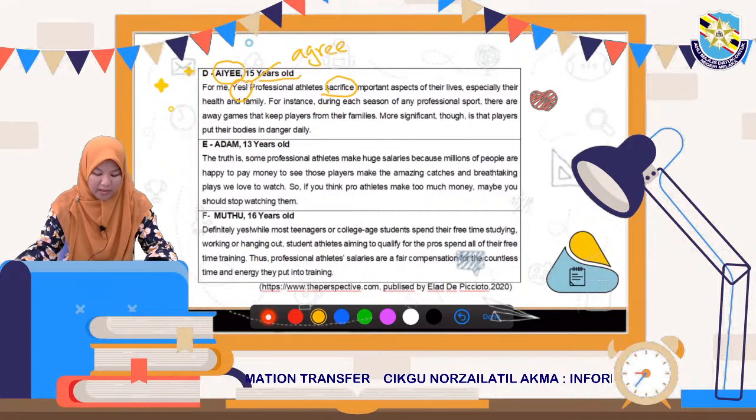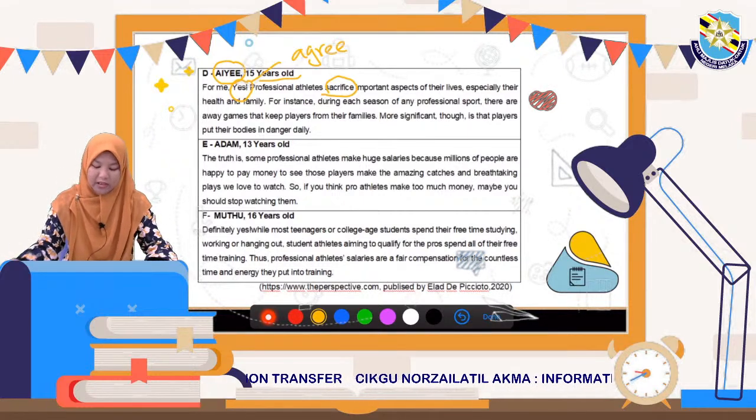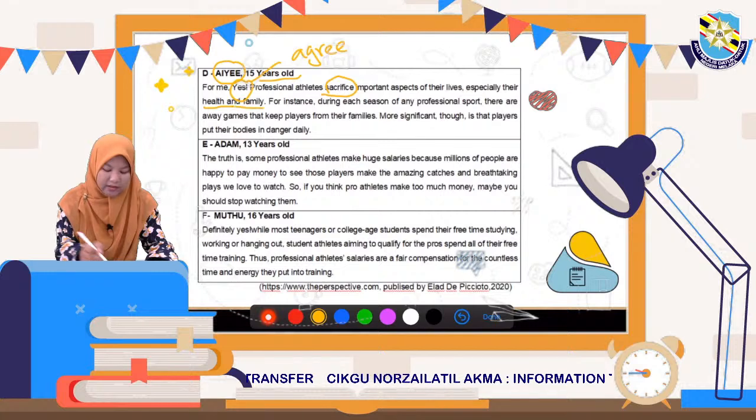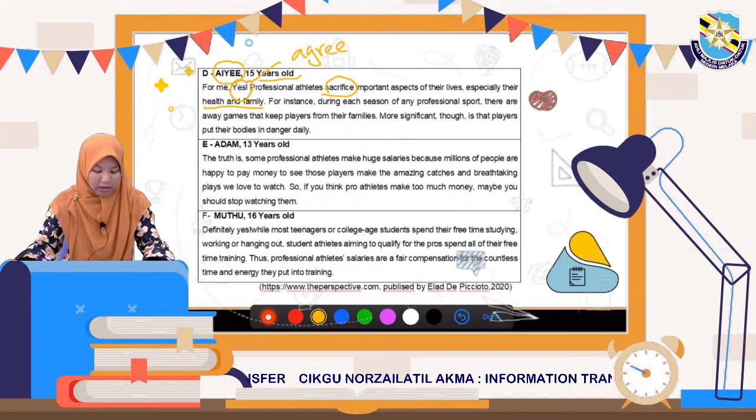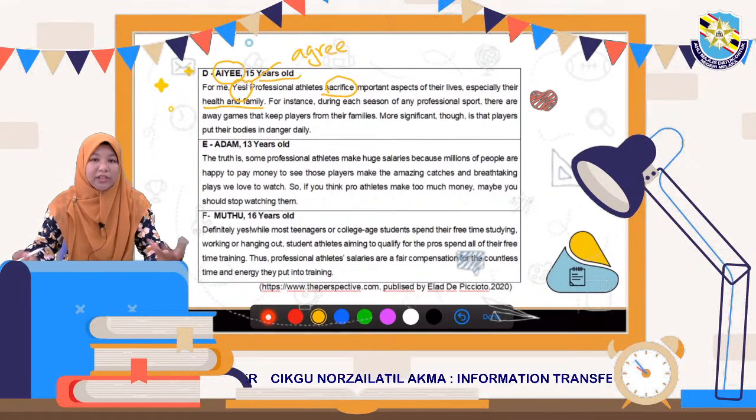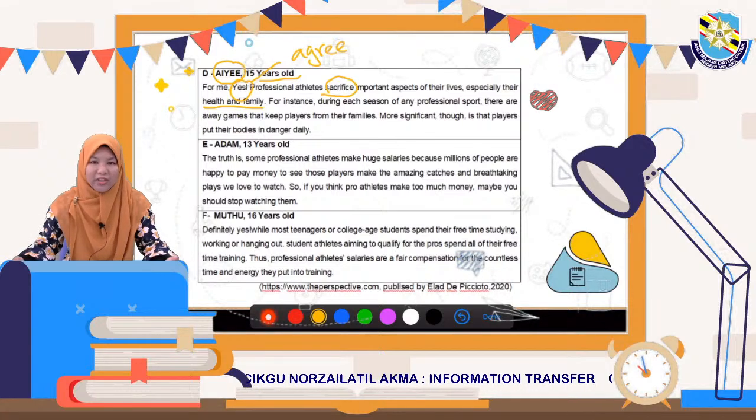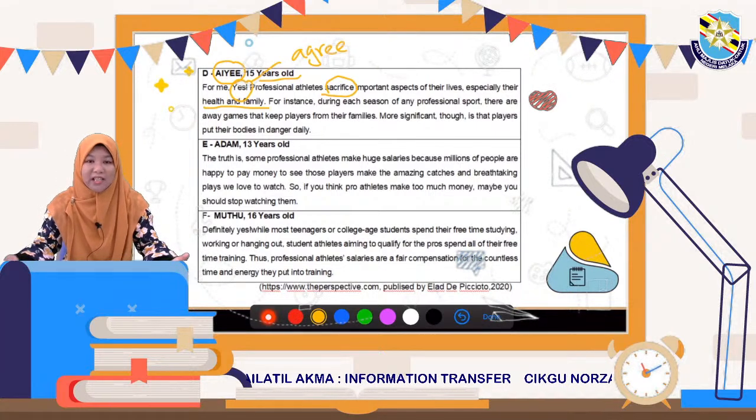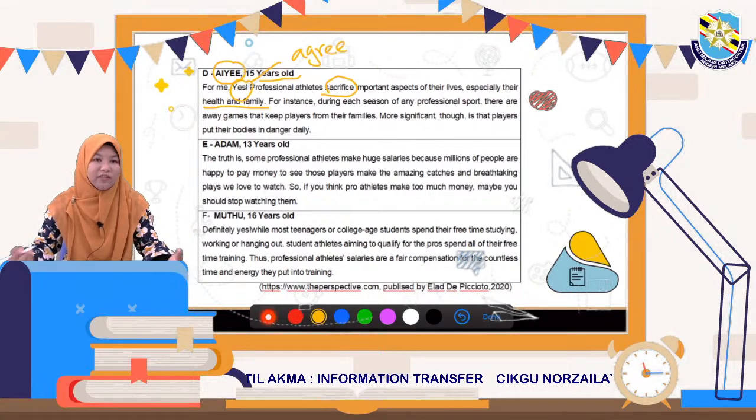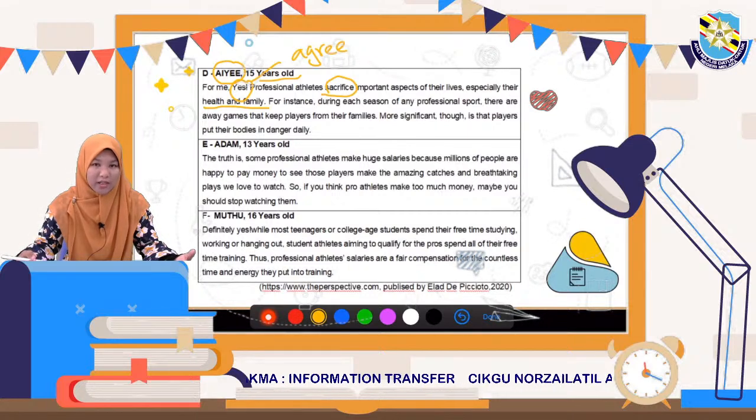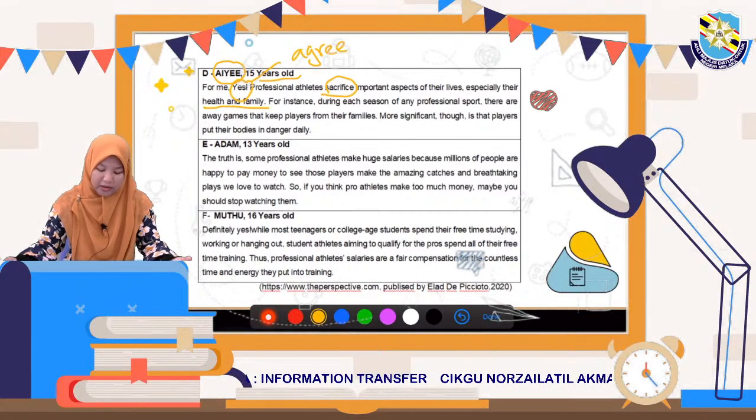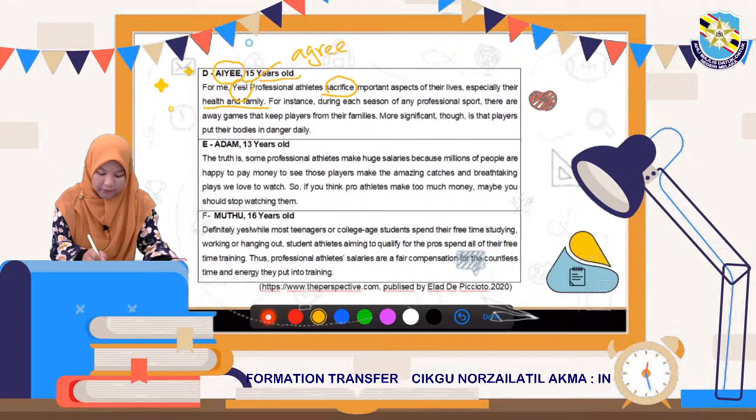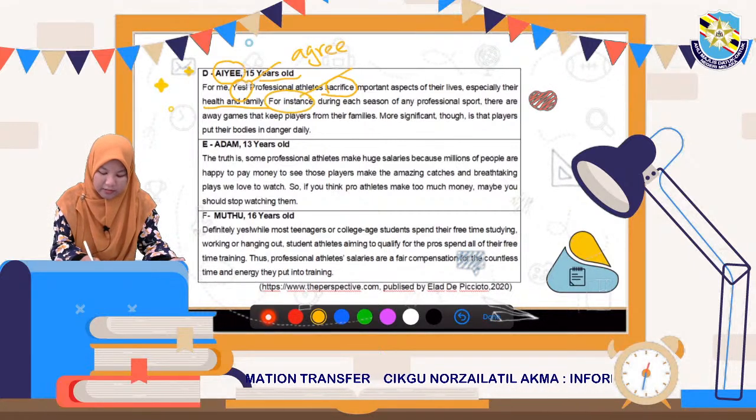What are their sacrifices? Sometimes they sacrifice their health and family. Athletes need to train every day. Sometimes it jeopardizes their health. And during training or during the season of games, they need to leave their family behind for some away games. For instance here means for example.